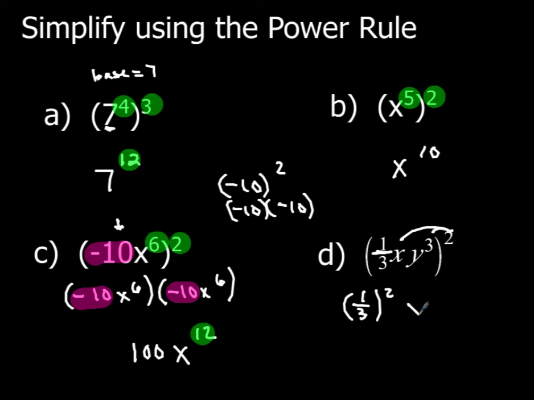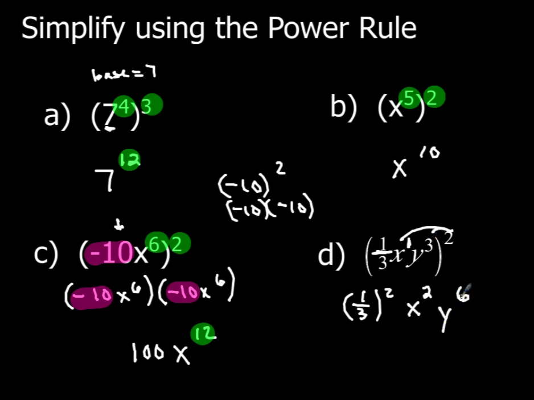squared x. Oh man, there's no exponent there. Oh no, what do we do? We don't panic, because we know the exponent's 1. And then 1 times 2 gives you a product of 2. And then our y exponent is going to be y to the 3 times 2, which gives me 6.